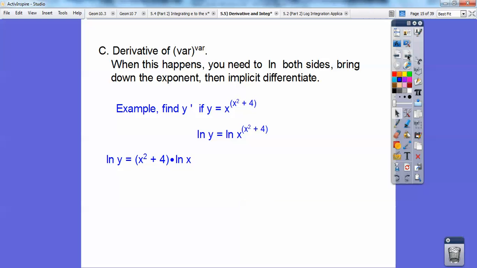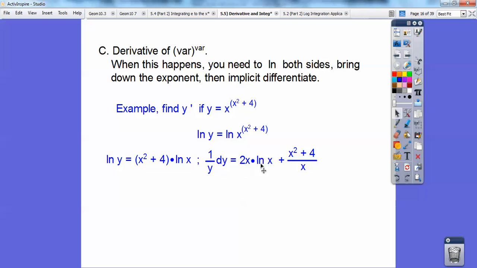And then I'm going to implicit differentiate, you guys. So I'm going to do the product rule on this side, and this is going to be 1 over y dy. Okay, so the derivative of natural log of y is 1 over y dy. Okay, and then when I do product rule, the derivative of this is 2x times the natural log of that. That's what this says right here. And then this one, the derivative of natural log of x is 1 over x. So 1 over x times this gets me this little piece right here.